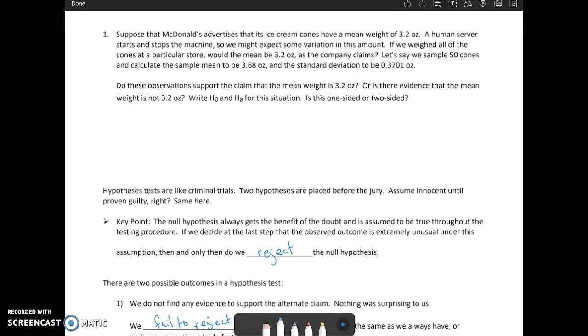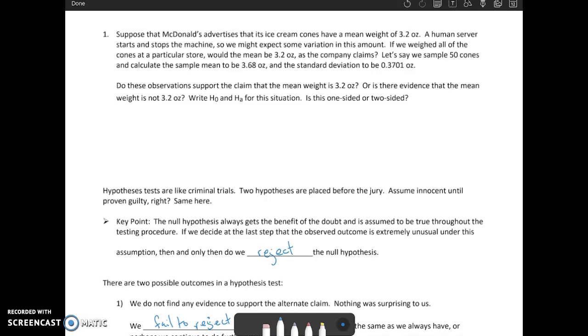Okay, let's say we sample 50 cones and we calculate the sample mean to be 3.68 ounces with a standard deviation of 0.3701 ounces. The question now is, do these observations support the claim that the mean weight is indeed 3.2 ounces? Or is there evidence that the mean weight is not 3.2 ounces? Write the H naught and the HA for this situation and say, is this one or two-sided?